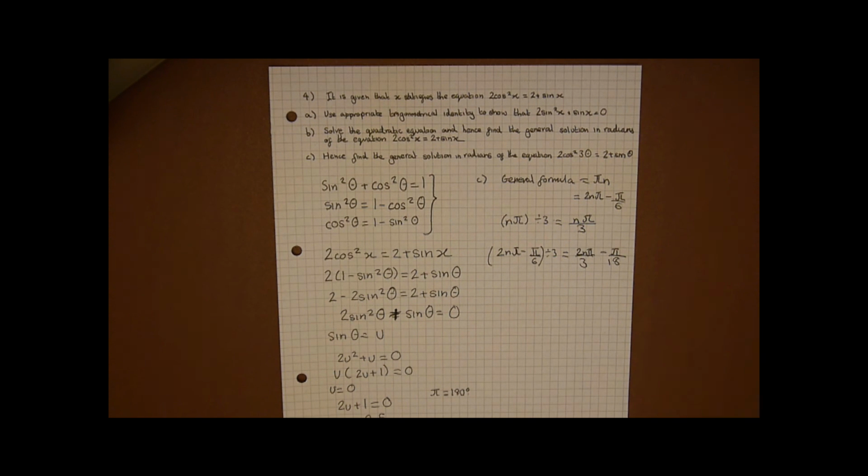Now in this question we've only used sine squared theta plus cos squared theta equals 1. There is another trigonometrical identity which is tan theta equals sine theta over cos theta, which I'm sure you will use in the very near future. Thank you for listening.